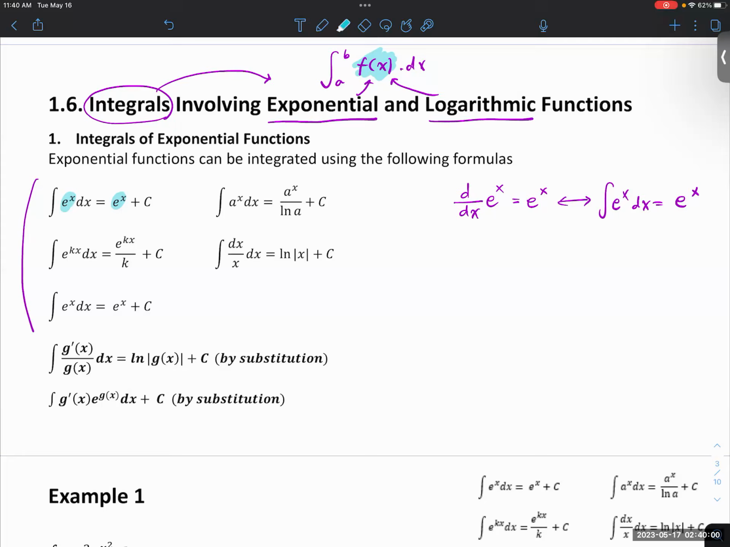Second thing, what if you have a constant, e to the kx? Make sure you divide it by that constant and keep the same e to the kx. For example, if I have the integral of e to the 2x, you're going to keep the e to the 2x and divide it by that constant. That's the second technique. I think this one is the same thing, so I'm going to get rid of it for a second.